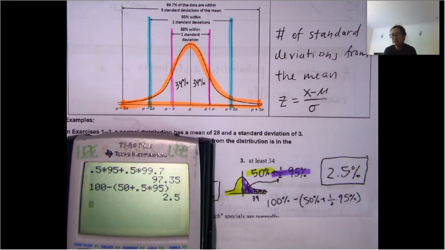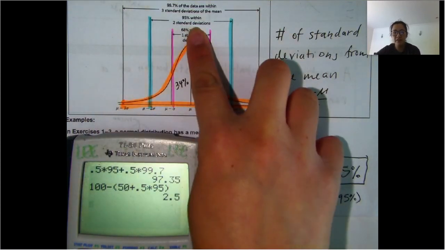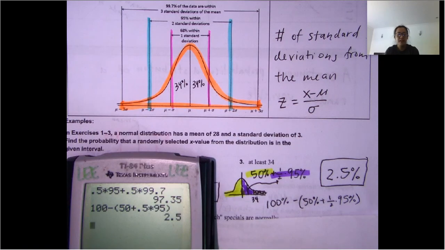You can think to yourself if this makes sense or not. And it does make sense, because what is supposed to be within 2 standard deviations right here is 95%. So what's left outside of that is 5%, and if you divide that by 2, you get 2.5%. Like I was saying before, there are many different ways you can do it. You can add, subtract, multiply by 2. You can use the symmetry and figure it out from there.